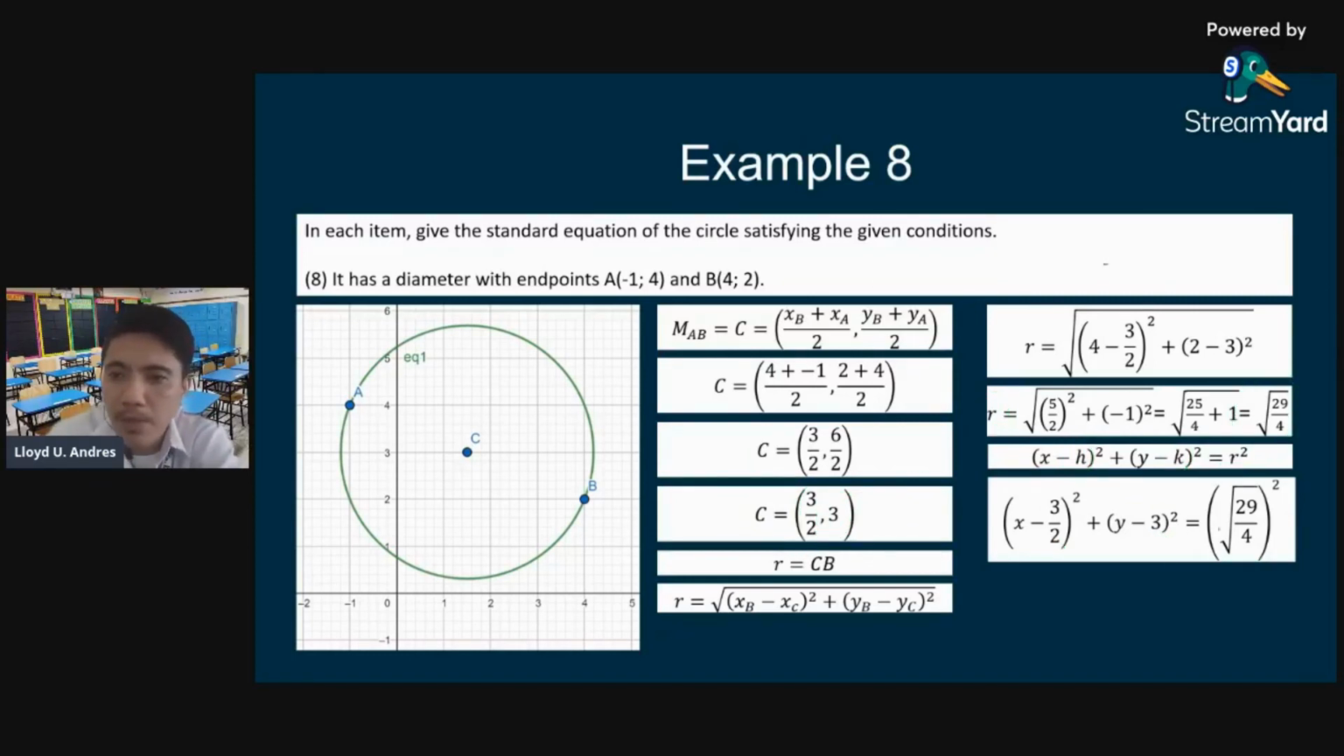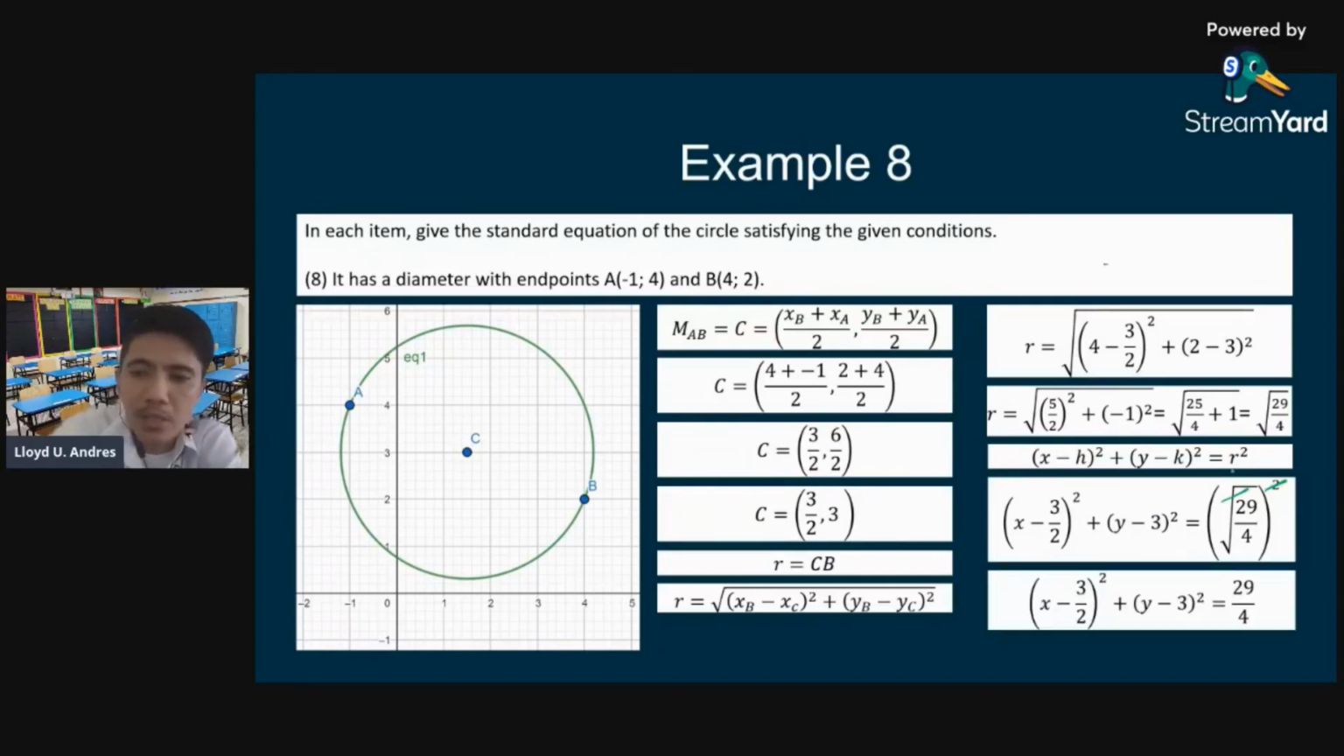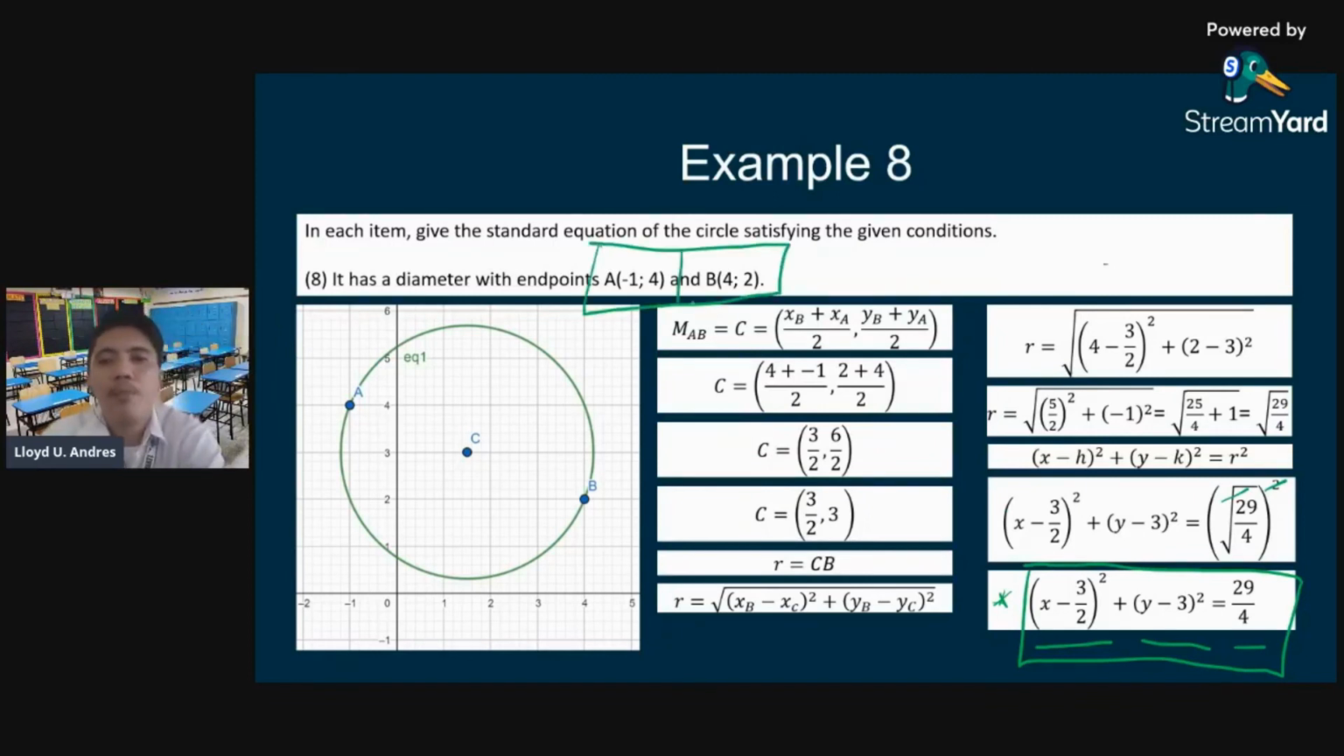Then, simplifying this, the square root of 29 over 4 squared is just 29 over 4. So therefore, our final answer will be the quantity x minus 3 halves squared plus the quantity y minus 3 squared equals 29 over 4. This will be the standard equation of the circle with endpoints of the diameter given in this problem.